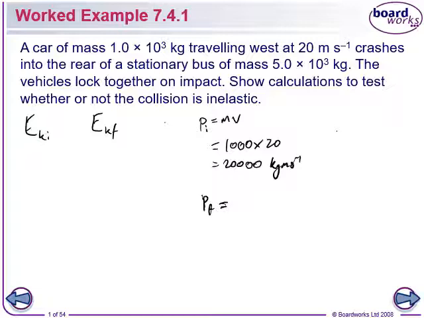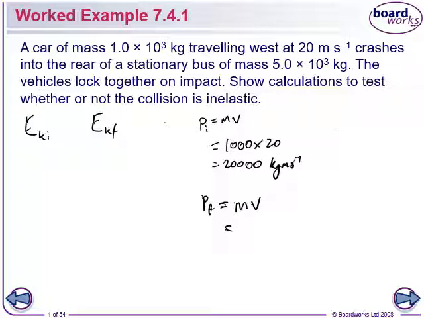Oh, my pen's gone all messy now. I don't know what's happening. Okay. P final. So, again, mass times velocity. MV. Okay. Sorry, excuse the writing, I'm blaming the pen.